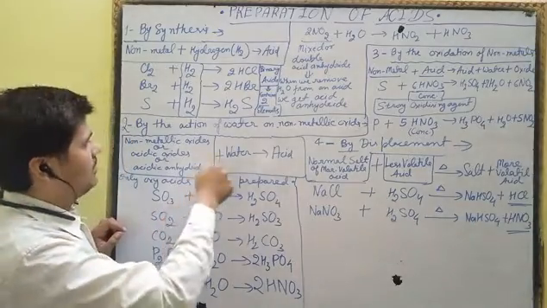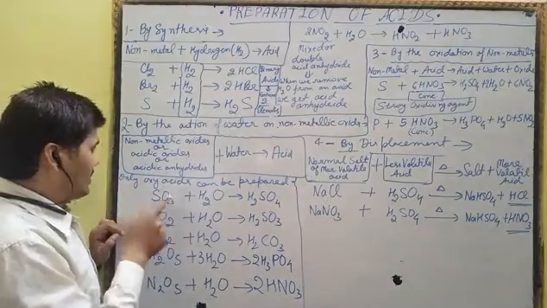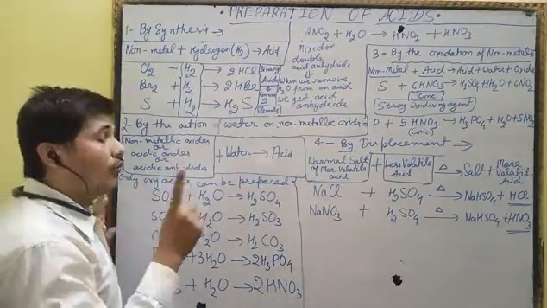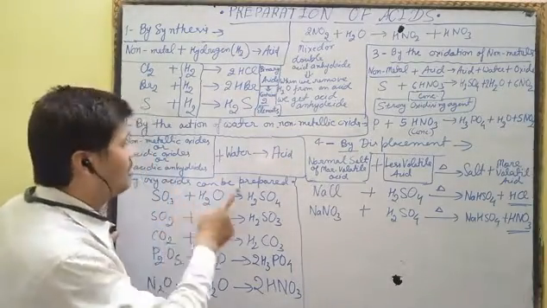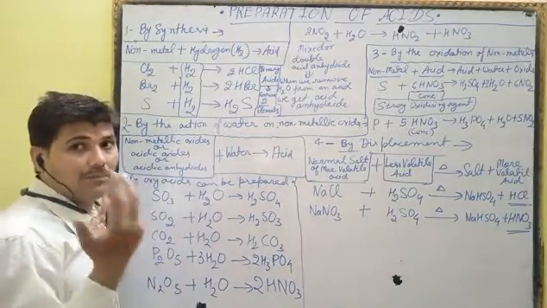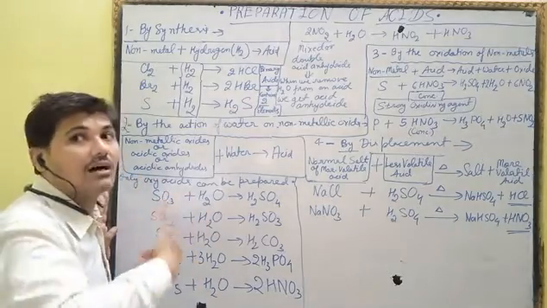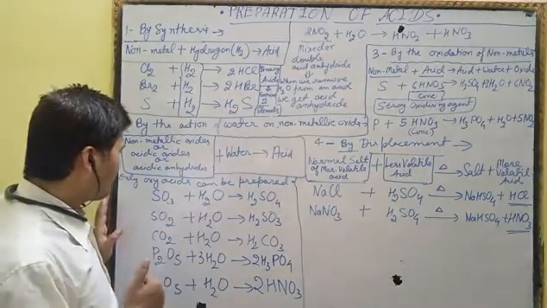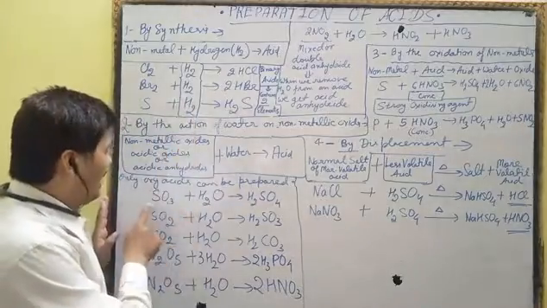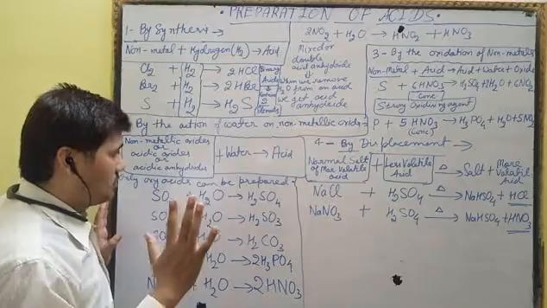In place of non-metallic oxide or acidic oxide or acidic anhydride, we take SO3, sulfur trioxide, and water to form an acid. But from this method, only oxy acids can be prepared. What are oxy acids? Oxy acids are acids which contain oxygen with hydrogen and other elements. I explained this in a previous video.